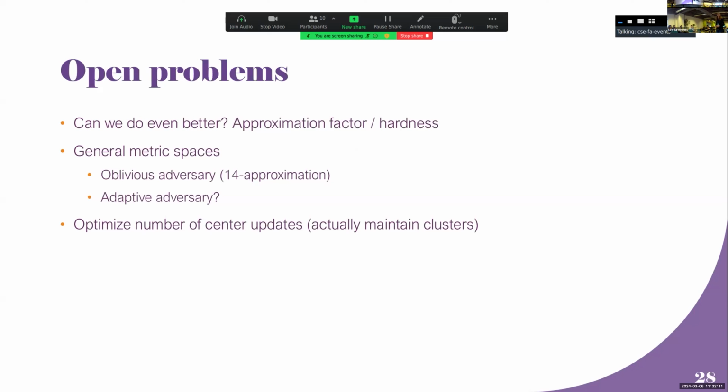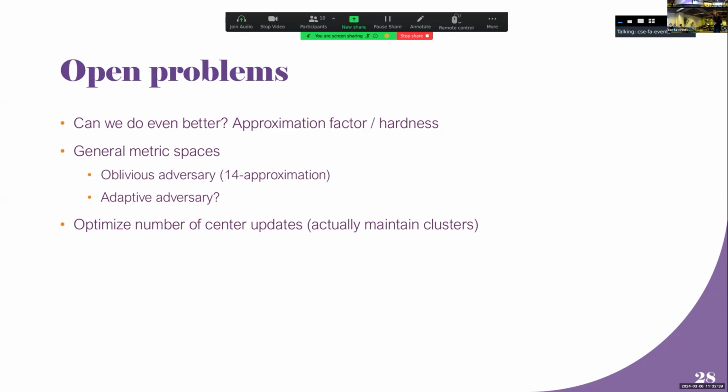Okay, so in the end, I just want to state some obvious open problems. The first one is, can we do even better? Is there maybe something better than a 3 approximation here? And then what about general metric spaces? Can we do something better than the 14 approximation, which was working for our previous adversaries? Or even the question, can we do something about adaptive adversaries there?